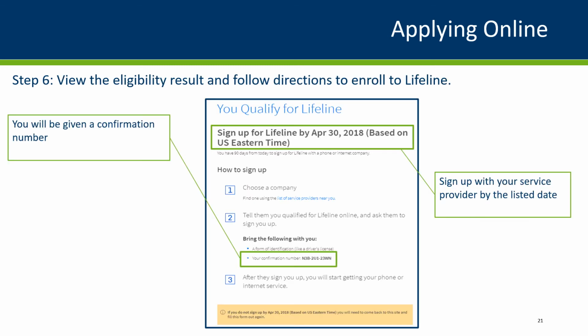Once you e-sign the application, you will be brought to a screen showing your eligibility results. If you qualify for Lifeline, you will be given a confirmation code to give to your service provider. You must sign up for Lifeline by the listed date shown on your results screen.